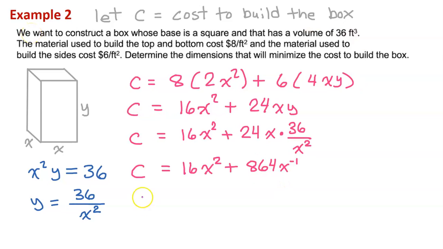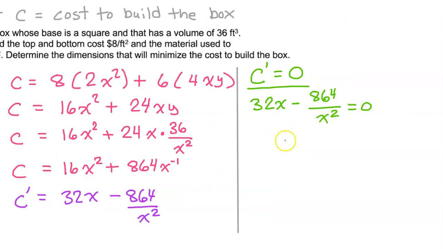Taking the derivative term by term gives us c prime equals 32x minus 864 x to the negative 2 power. That last term is the same as 864 over x squared. We need to find the critical values by setting c prime equal to 0. So we start off with 32x minus 864 over x squared equals 0.